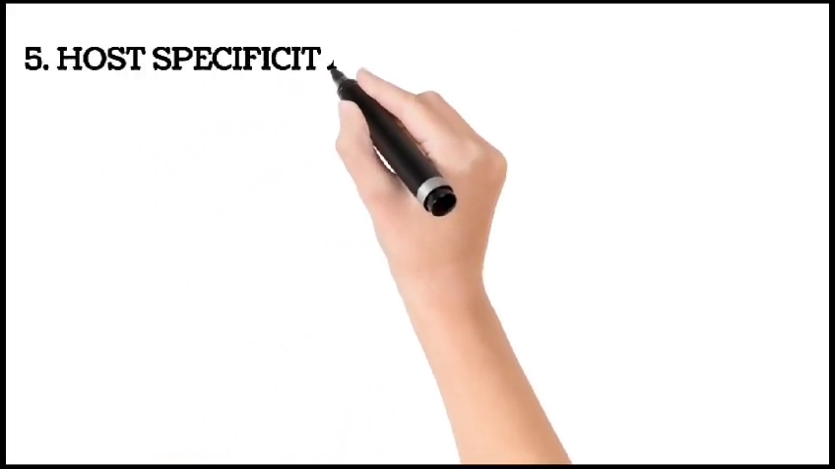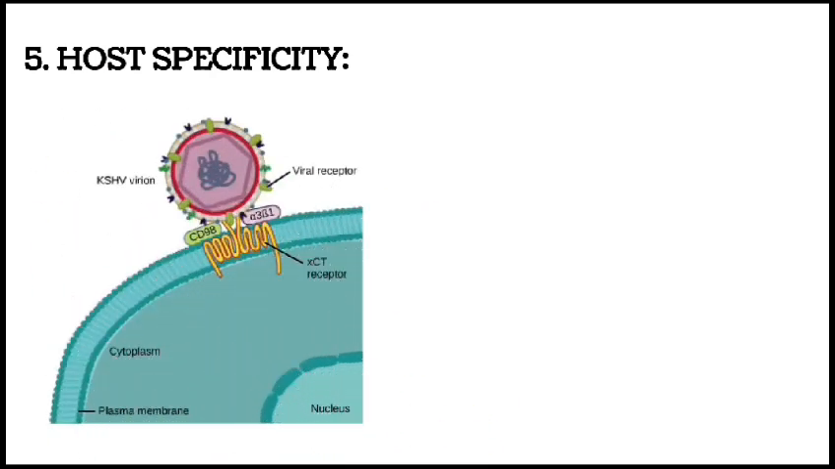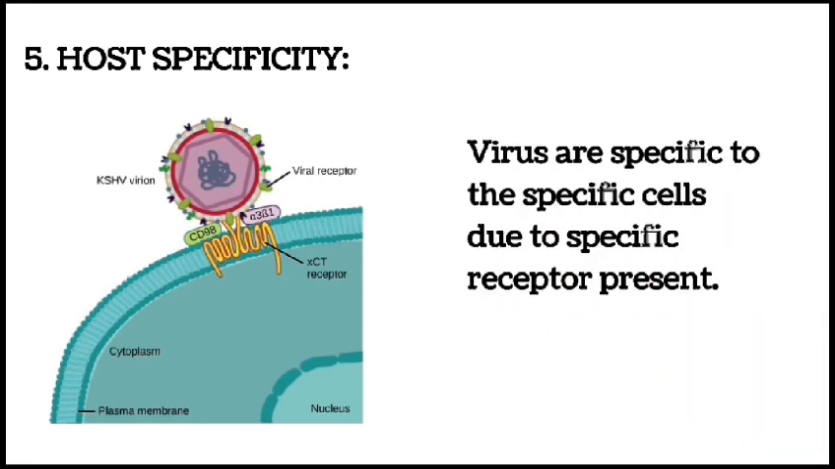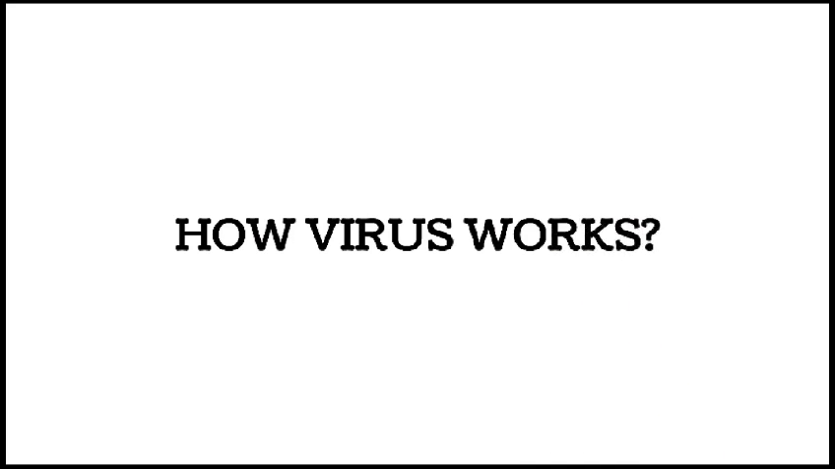Host specificity. Many viruses are specific to particular host species or cell types. This specificity is often determined by the presence of specific receptors on the host cell surface that the virus can bind to. Viruses are obligate intracellular parasites, meaning they can only replicate inside a host cell. Here's how the infection process works.